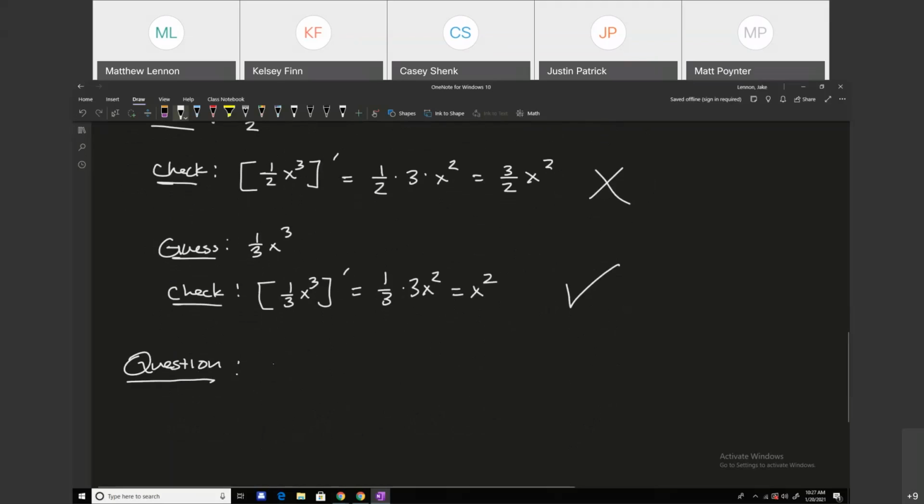All right, so what is the question? Is 1/3 x cubed the only antiderivative?